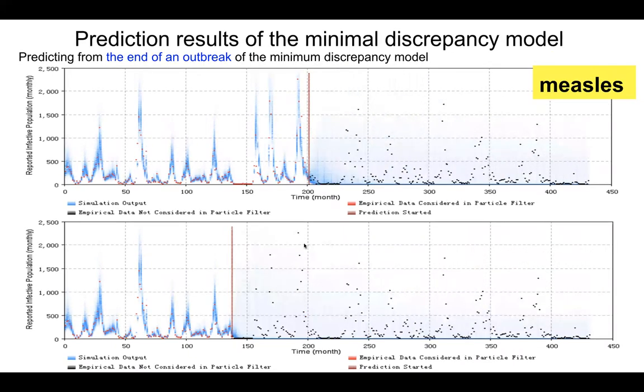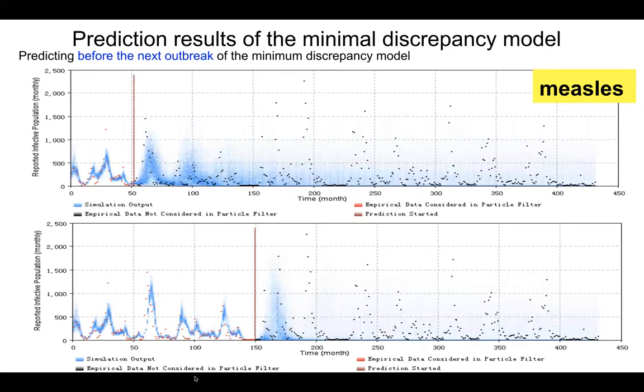And the third category is the projection starting from the end of an outbreak. So here is the projection starting from the end of this outbreak. And the second one is here, where we also have the end of a small outbreak. Both experiments also show that the particle filtering model successfully projects that when starting at the end of an outbreak, there will be no outbreaks in the near future, based on these two examples.